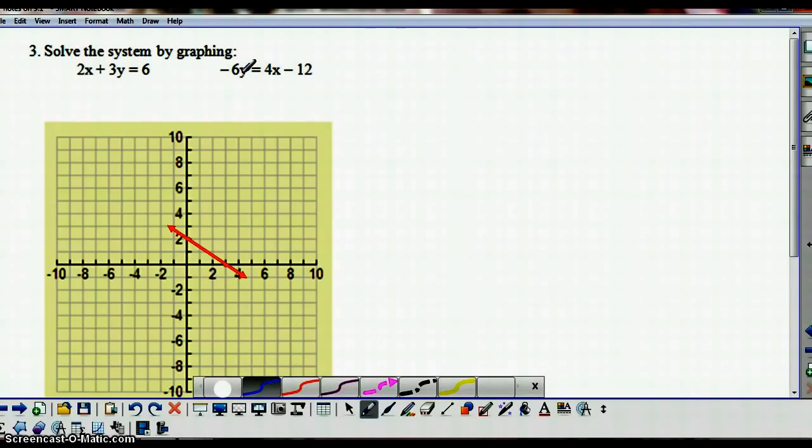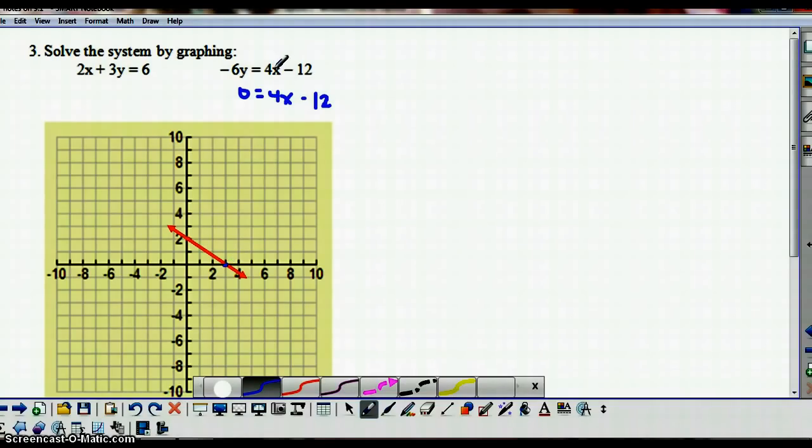Let's pretend first of all that y is 0. So if y is 0, we'd have -6 times 0, which is 0. And then we'd have 0 equals 4x minus 12. We'd add 12 to both sides and then divide by 4. We would get x is 3 for the x-intercept. That's the same point we already had.